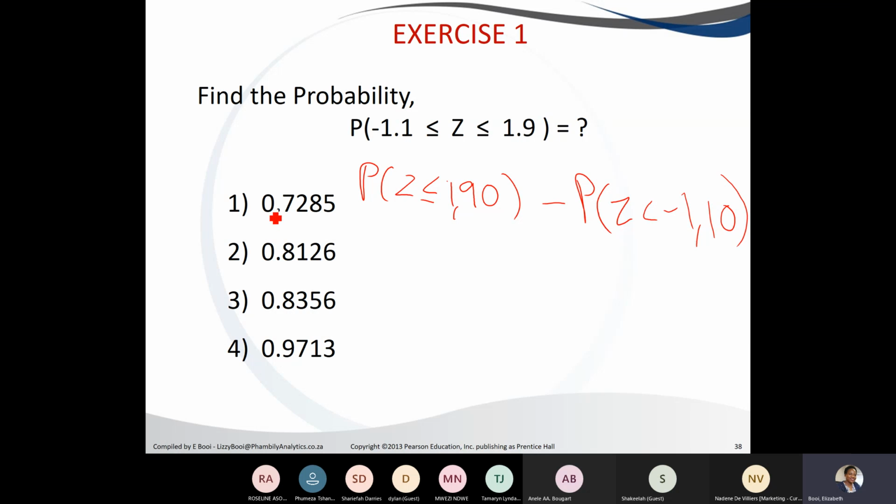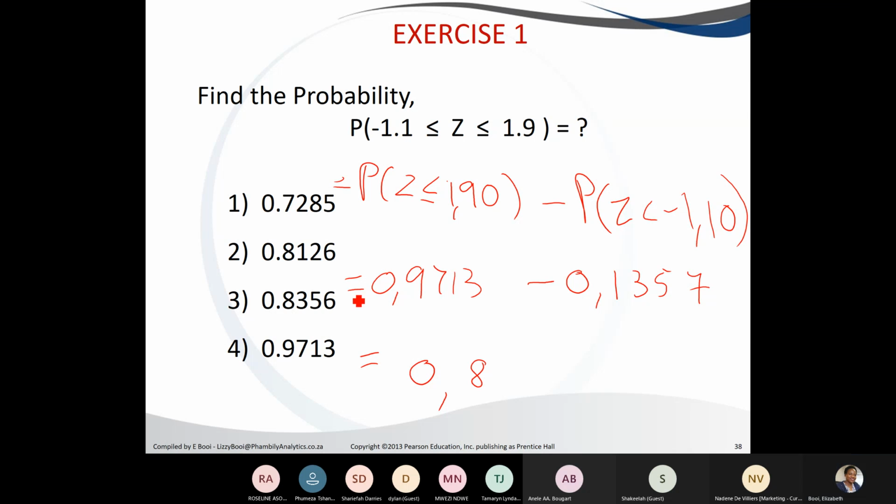Okay, so if we go to the table, we will find that Z less than 1.90 is 0.9713, minus, when we go to minus 1.10, we find that it is 0.1357. And therefore, when we calculate this, we get 0.8356, which is option number 3.